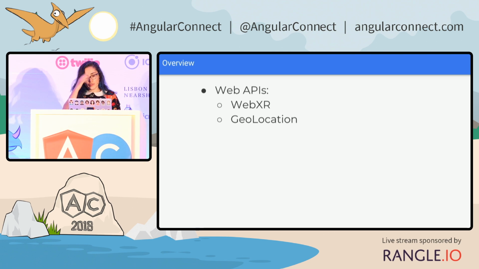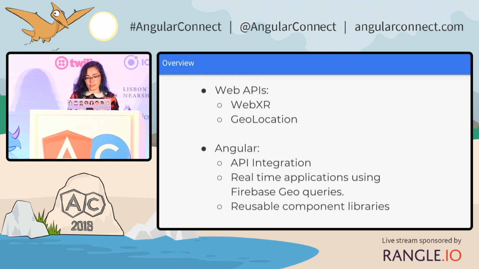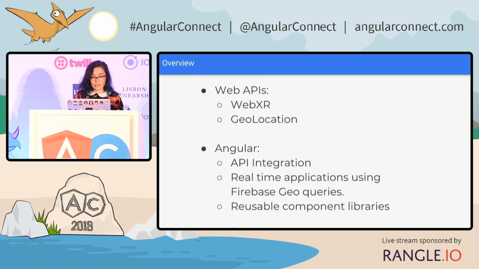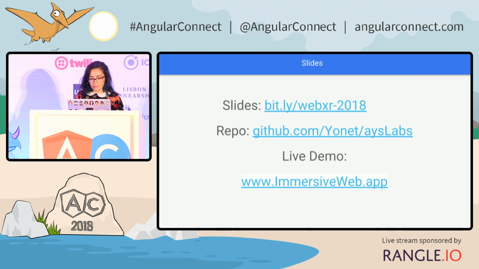Just want to give you an overview. What we are going to talk about today is what is available, the web APIs that makes the XR possible, WebXR, and geolocation, because the XR experience that we are going to create is depending on the location. And the other part of this talk is about how to integrate the APIs into Angular and creating real-time applications, and most importantly, creating reusable component libraries.